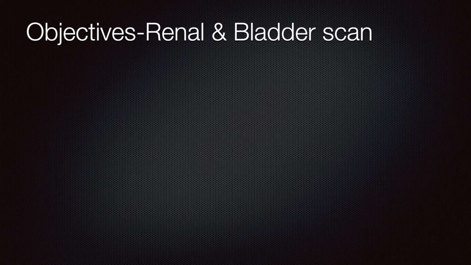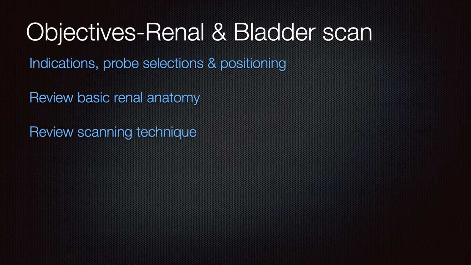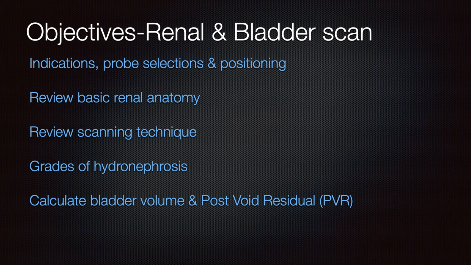So first we'll discuss the objectives of the talk. First of all, the indications, probe selection, and positioning of the patient to do renal and bladder ultrasound. Next, we'll talk about some of the basic renal anatomy. Next, we'll talk about the scanning techniques used in each the kidney and the bladder. And finally, we'll talk about the grades of hydronephrosis that you might encounter, and then how to calculate bladder volume and post-void residual.